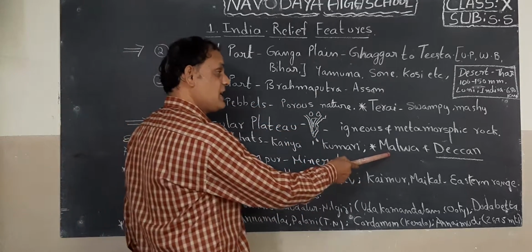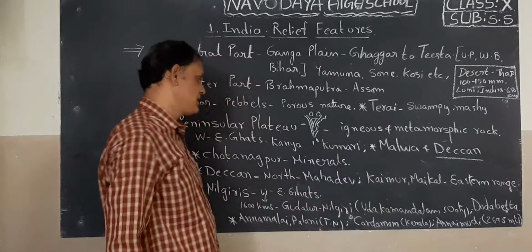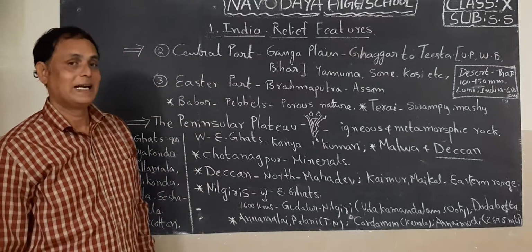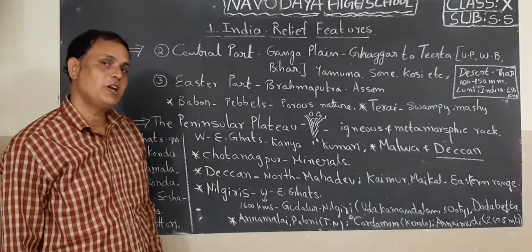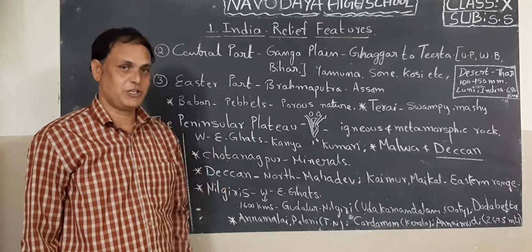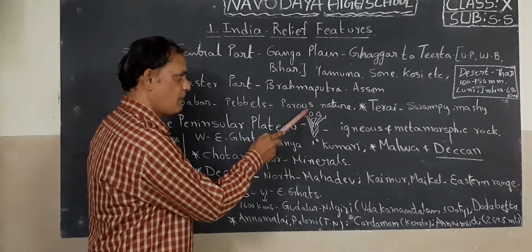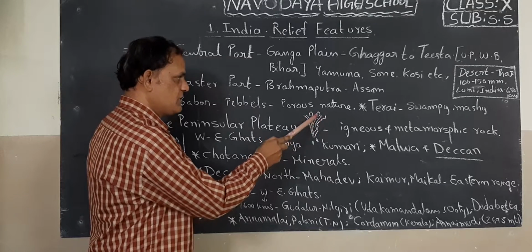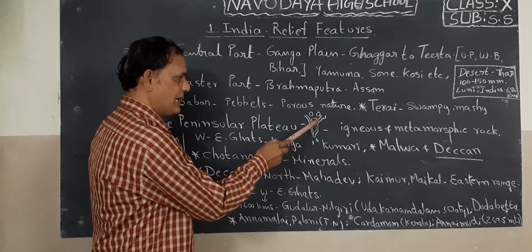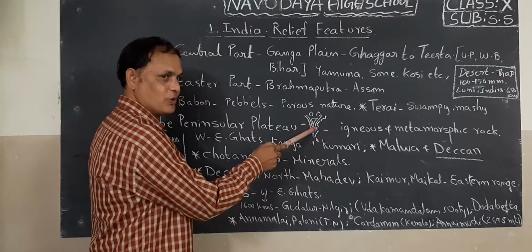Malwa Plateau is there. Deccan Plateau also is there, children. Malwa Plateau, Deccan Plateau, and the third one is Chota Nagpur Plateau. So I will show you here. This is Malwa Plateau, children. This is Chota Nagpur Plateau. This is Deccan Plateau. Okay.